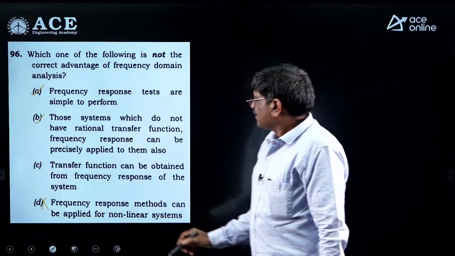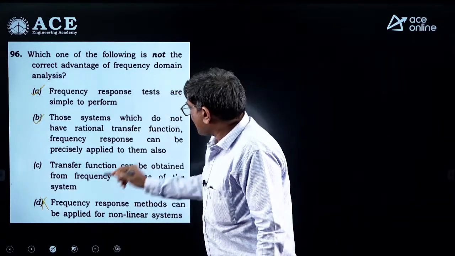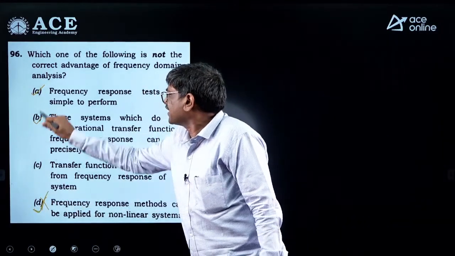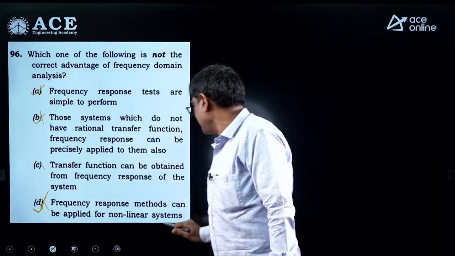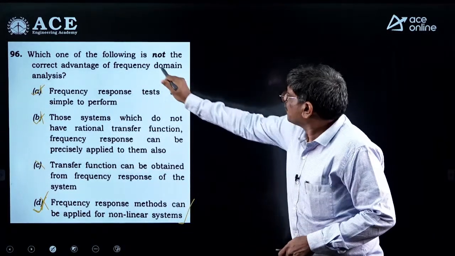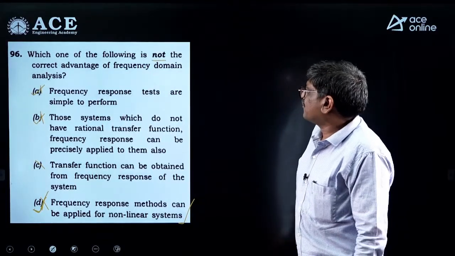So the answer is D. All these are correct only. All these are correct. So the answer is D, because you want here the option that is not the correct advantage.